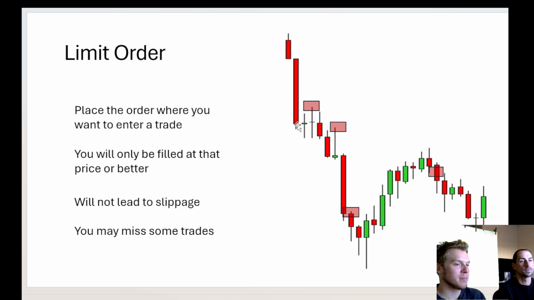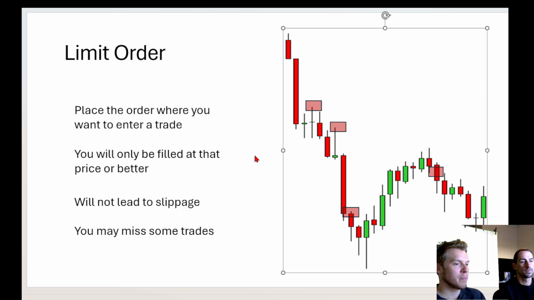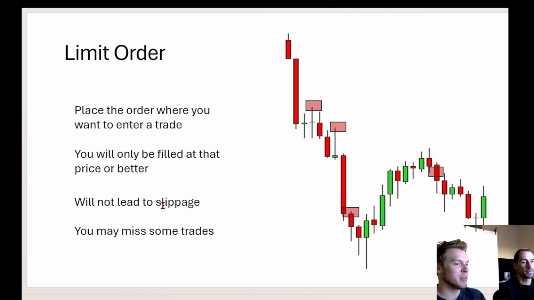Versus a limit order, if I'm selling here, so two big bear bars, you have this little bull bar with a tail on top. This is not enough to offset all of this selling. So there's probably going to be more sellers above this than buyers. So once this bar closes, they'll put limit orders above this to sell. And if it goes above it, they'll be filled at that price. So there will not be slippage. You will only be filled at that price.